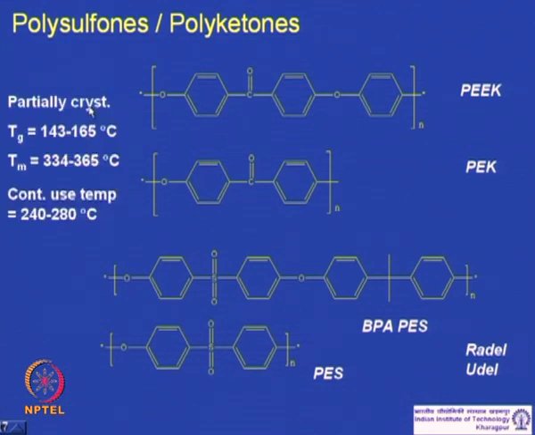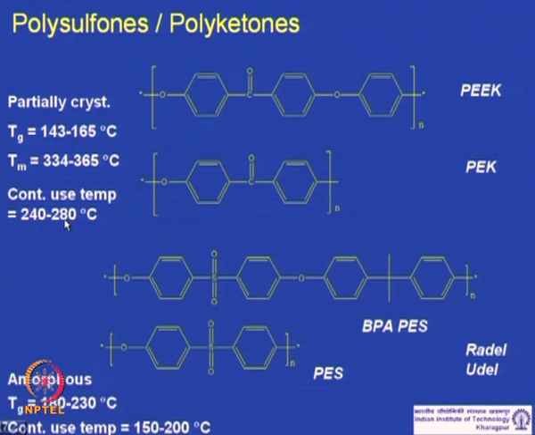PEEK and PEK, polyether ether ketone and polyether ketone, are partially crystalline polymers. They have a Tg around this range and they have a very high melting point. So, they are again very high performing polymers which are used in very high temperature applications, and they can be used in applications where the constant temperature is as high as 240 to 280 degrees. So, they are very high performing polymers.